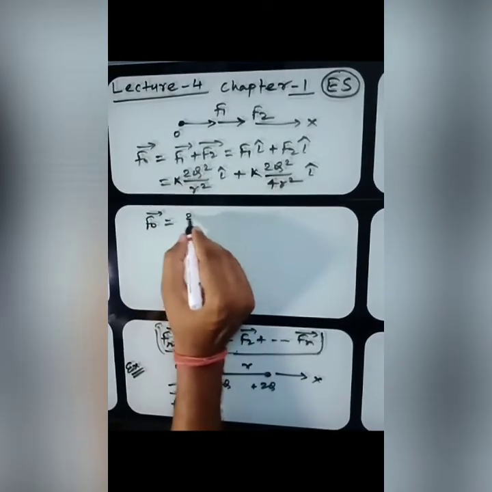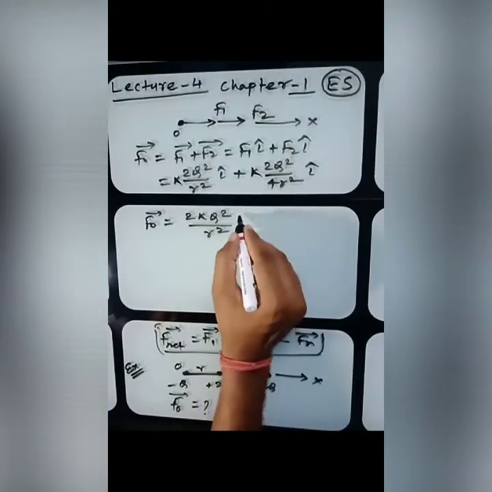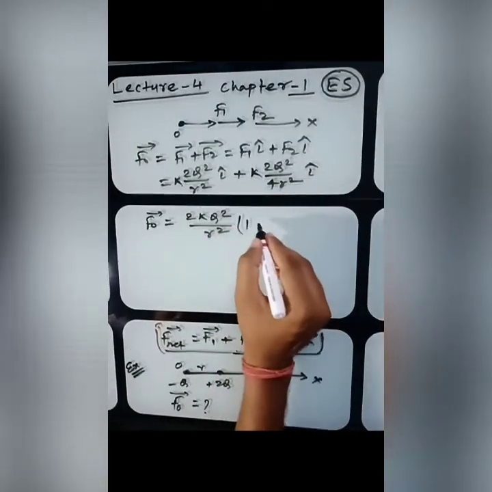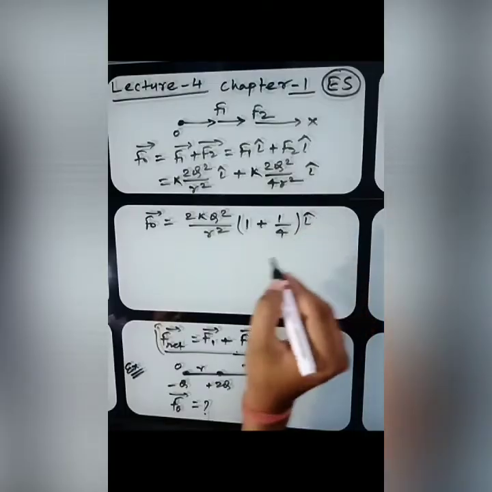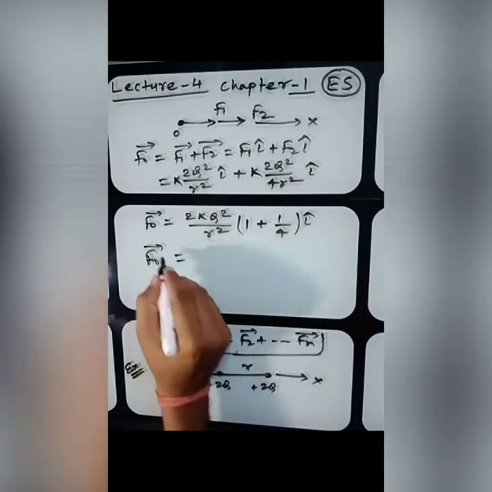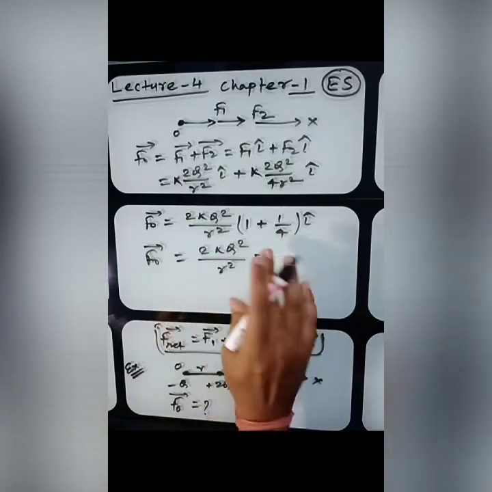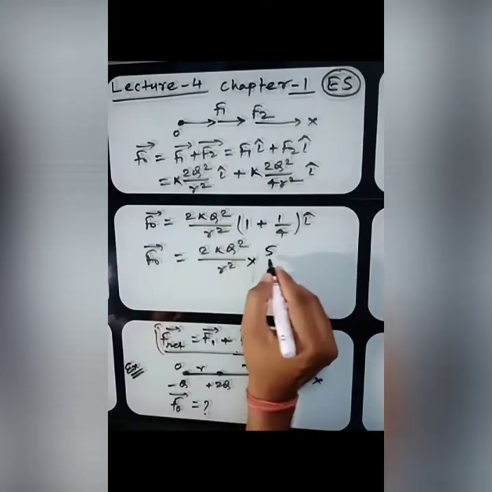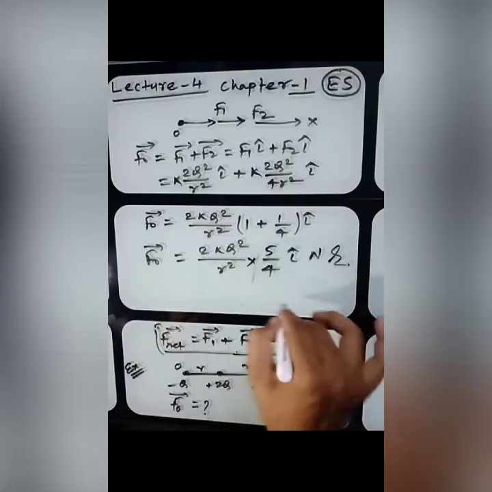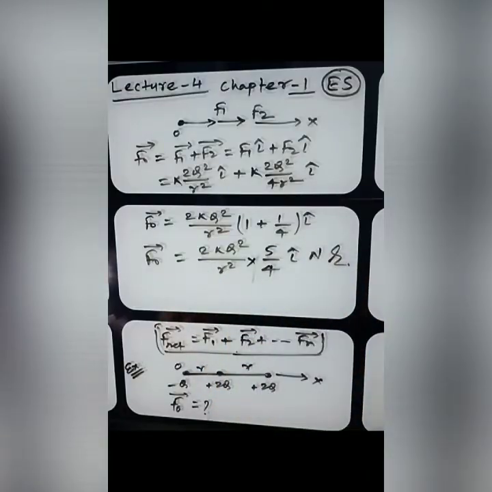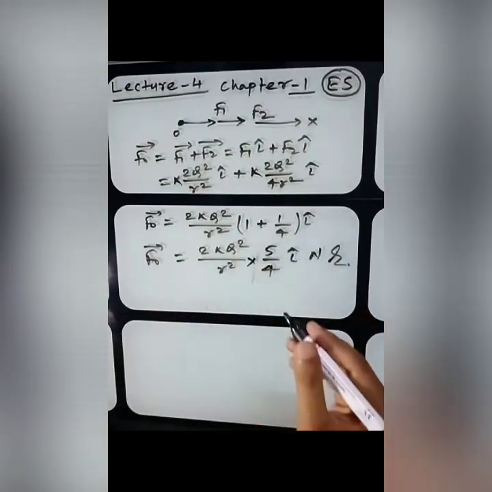Here 2K Q square by R square is common. So here 1 plus here 1 by 4 i cap. Net force is 2KQ square by R square into 5 by 4 i cap Newton. This is the answer. You can simplify this answer also. Cancel out this 4 by 2.